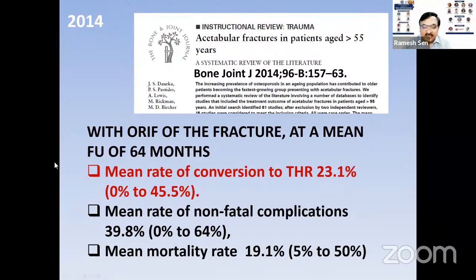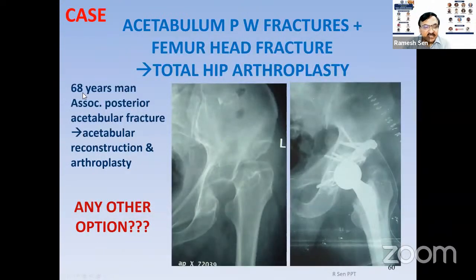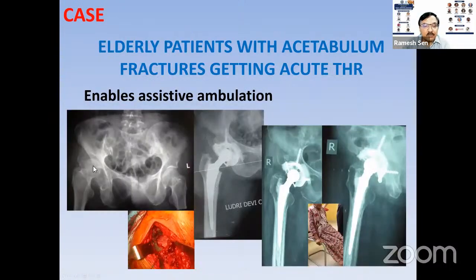But there are cases now, just like in this case, in a 68-year-old man, when the acetabulum is also broken and the head is also broken, we don't have much of a choice. We immediately, rather than reconstruction, went for the posterior approach and did a replacement in one go. Another case, significant posterior displacement in a 72-year-old lady.